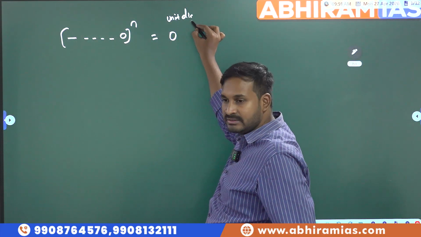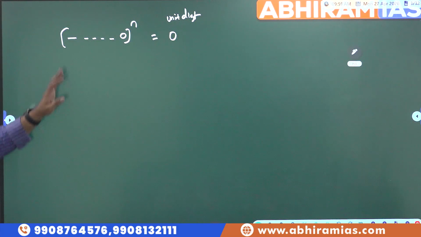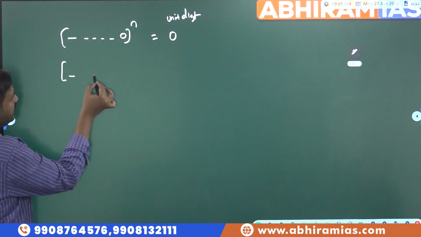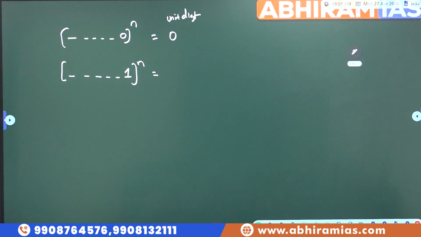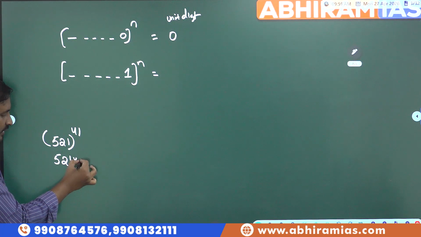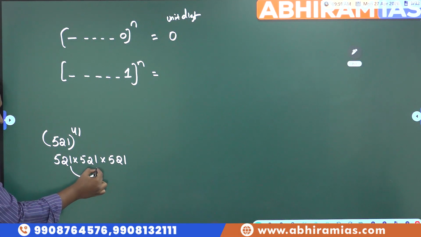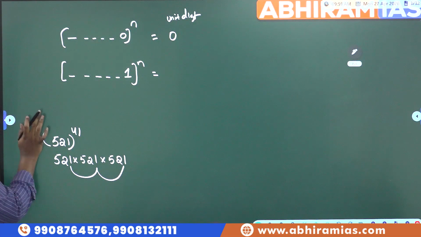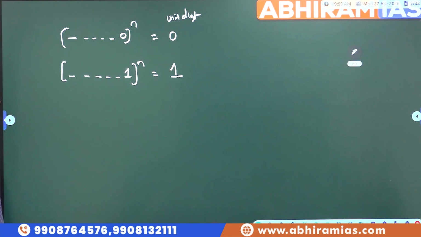Unit digit eppudu kuda emaitadi? 0 aitadi. Whatever may be the power, irrespective of the number of digits, if the unit digit is 0, the power of it will be 0. Next, similarly, any number which ends with 1, whatever may be the power, what will be my answer? 521 whole to the power of 41. So that means you will write 521 into 521 into 521, like this for 41 times. 1 ones are 1, 1 ones are 1, always 1 only, right? So any number which ends with the digit 1, irrespective of its power, you will always get 1.